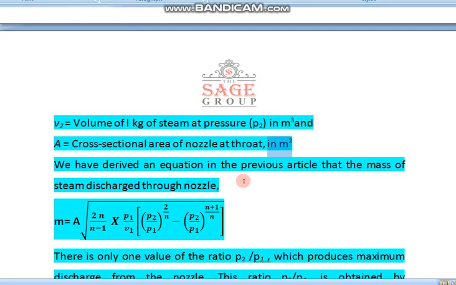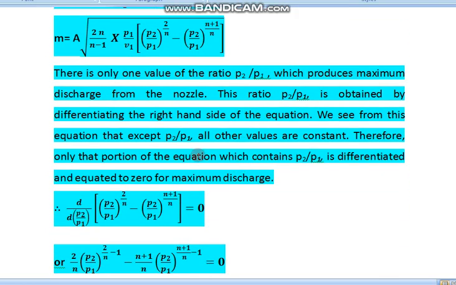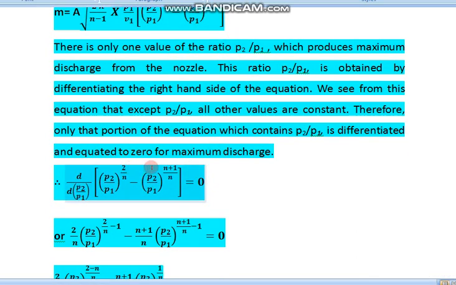We have derived an equation in the previous section that the mass of steam discharged through the nozzle is given by the relation m is equal to a square root 2n by n minus 1 into p1 by v1 in bracket (p2 by p1) to the power 2 upon n minus (p2 by p1) to the power (n plus 1) upon n. Here you can see that only p2 by p1 is not constant, and the remaining values are constant. So to find the maximum discharge, we can differentiate this equation with respect to p2 by p1 and equate it to 0.